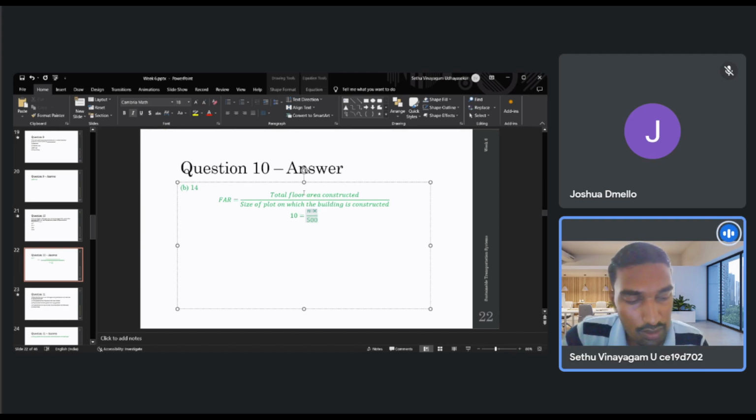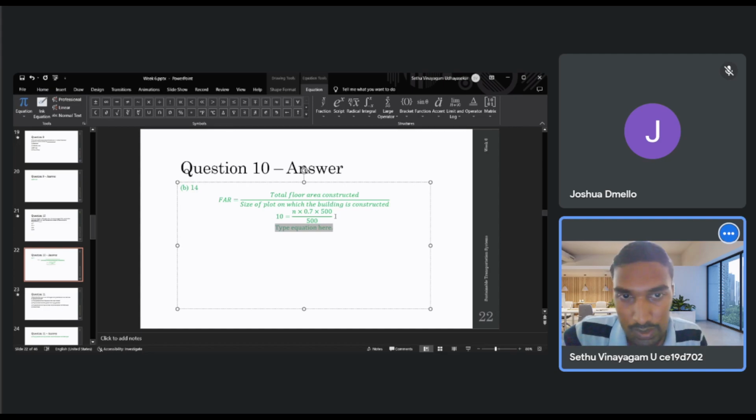So we know that the land coverage is only 70%. So 70% of the plot size is the area of one floor in the building, right? So 0.7 into 500, which is 70% of 500, is the floor area for a single floor. And if we build n floors, the total floor area will be n times of that, right? So that is the total floor area. The size of the plot is 500 and the floor area ratio is 10. Right? So from this, we'll be able to find out the maximum number of floors that we can build. So basically 500 and 500 will get cancelled.